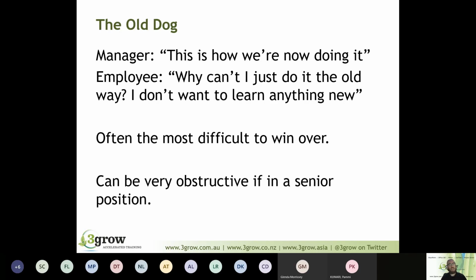Unfortunately, they often find themselves in a senior position within the organization, which may come from length of service as opposed to merit, and therefore they can be quite obstructive when trying to implement modern working practices.